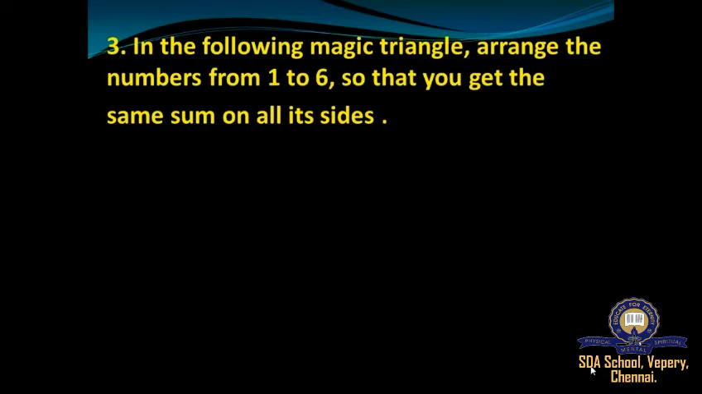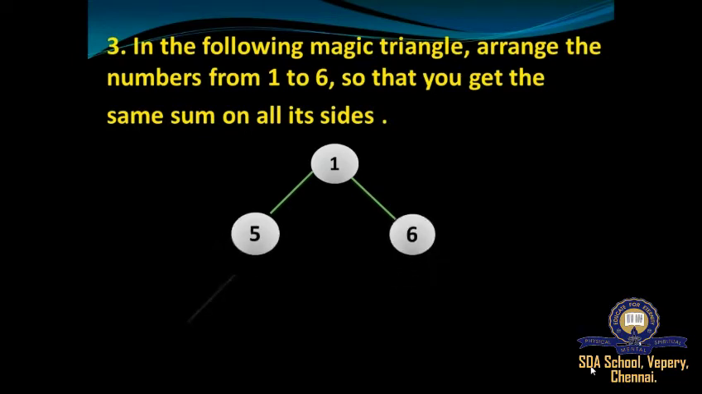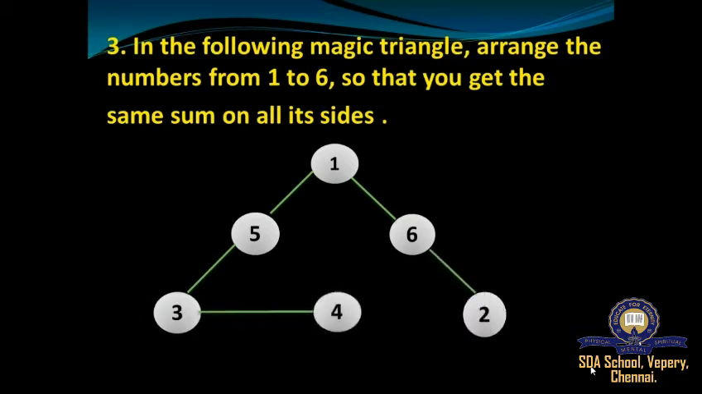So the first step is I am going to complete the corners with smaller numbers. I'm going to place the larger numbers in the middle. So I'm going to place the 5 and 6 in the middle, and in the corner I have placed 3 and 2. And in the middle I am going to place 4.